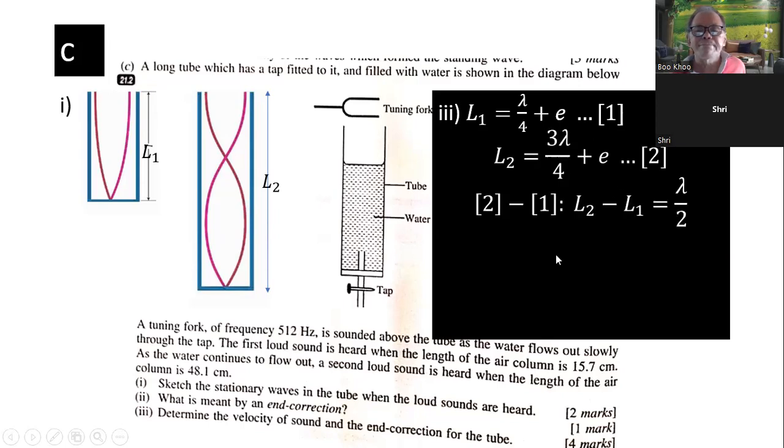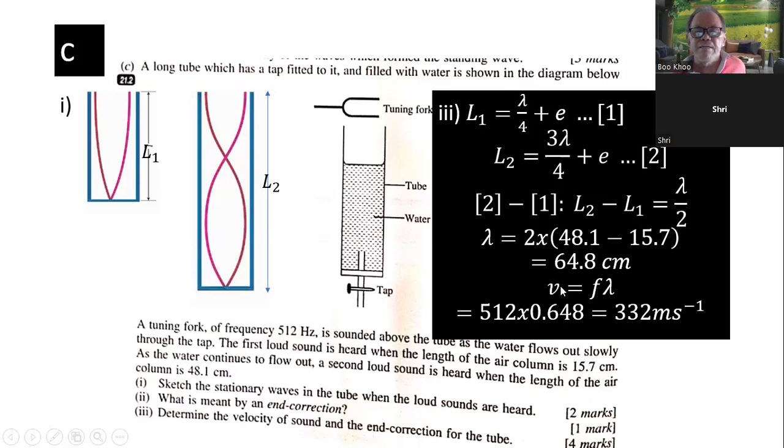Then you subtract to get rid of the end correction. L2 minus L1. L2 is given. This is your L1. This is your L2. Just take this across there to calculate your wavelength. Then after that, use either equation to calculate your end correction.